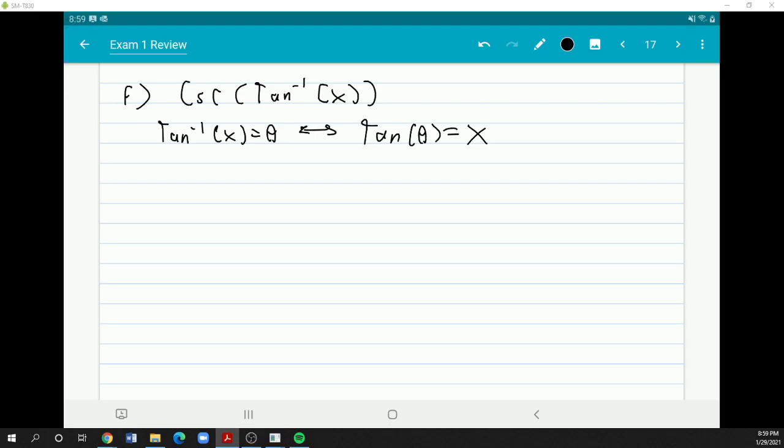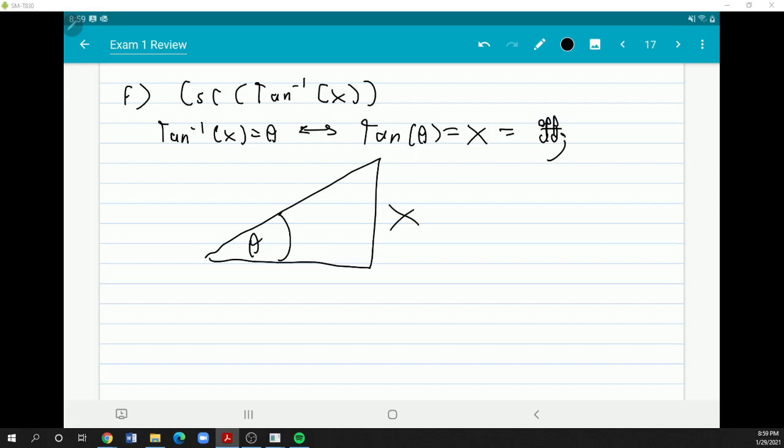So we draw a triangle, and we remember what tangent of theta is. This is opposite over adjacent. So we make the side opposite from theta equal to x, and the adjacent side equal to 1, because we can write x as x divided by 1. So by the Pythagorean theorem, the hypotenuse becomes x squared plus 1 squared, which is 1, and then you take a square root.